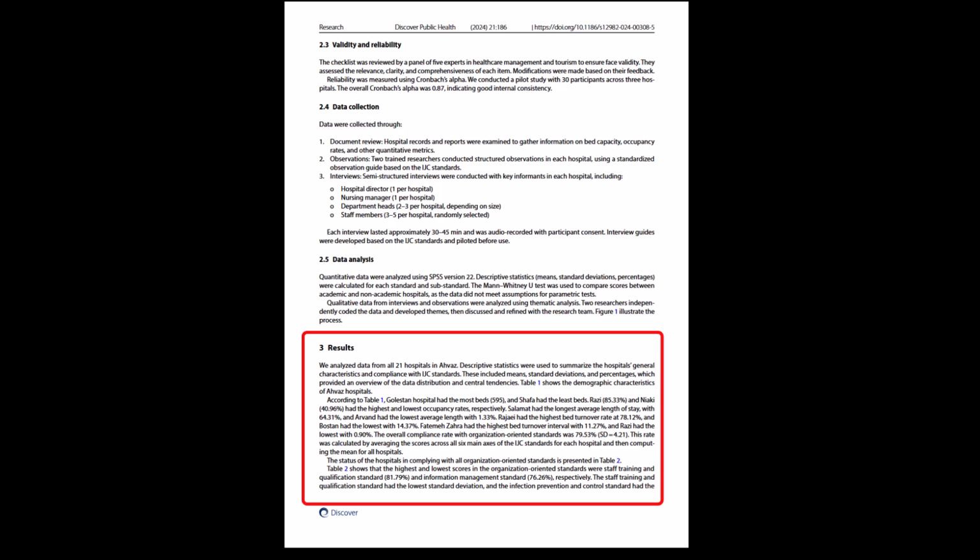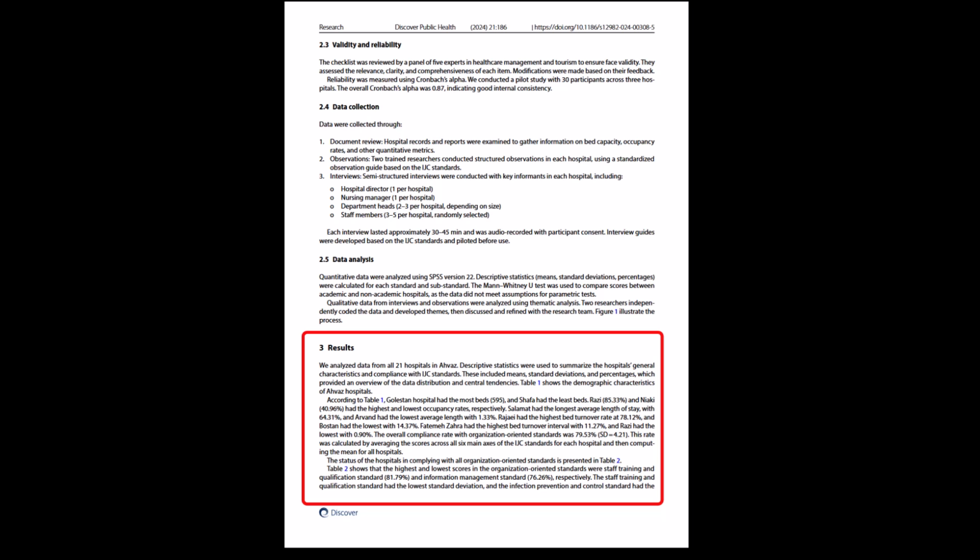The next section is the results. So not just how did they go about doing the research, but what did they learn? Often the results are very complicated. This is where lots of statistical information is incorporated. And for me personally, this isn't really a great use of my time because I don't have the statistical knowledge to really understand what they're saying.